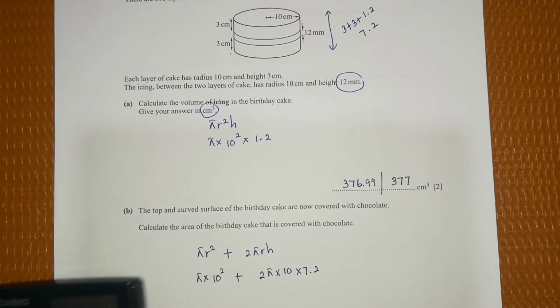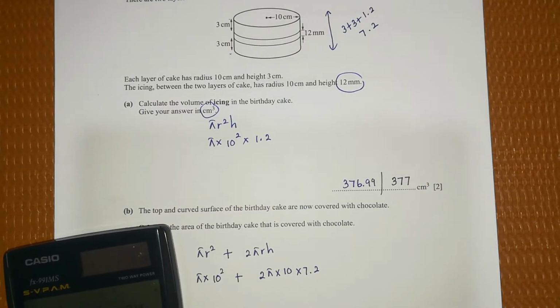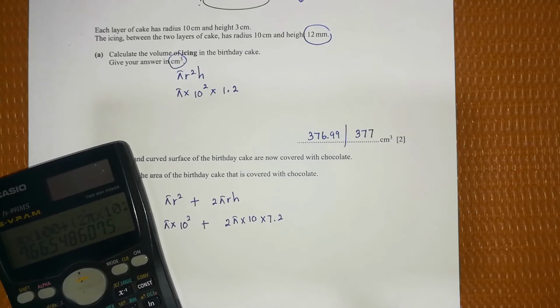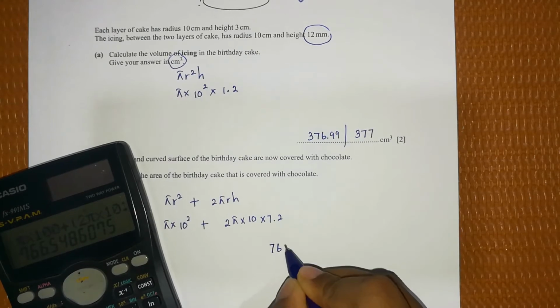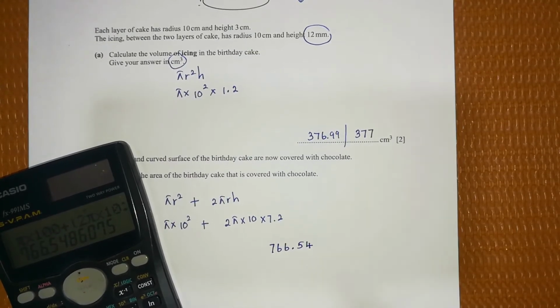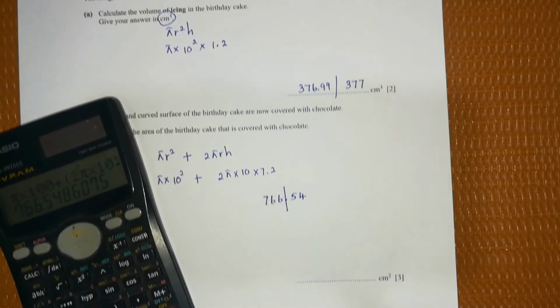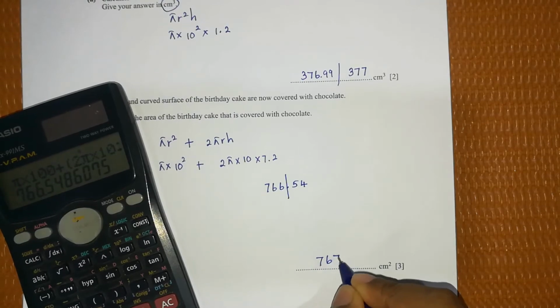Once we found the answer, that is pi into 100, or 10 squared, plus 2 pi into radius 10 into 7.2. The answer is not an exact answer again, which is 766.54. So we need to round this off to 3 significant figures. So the answer is 767.